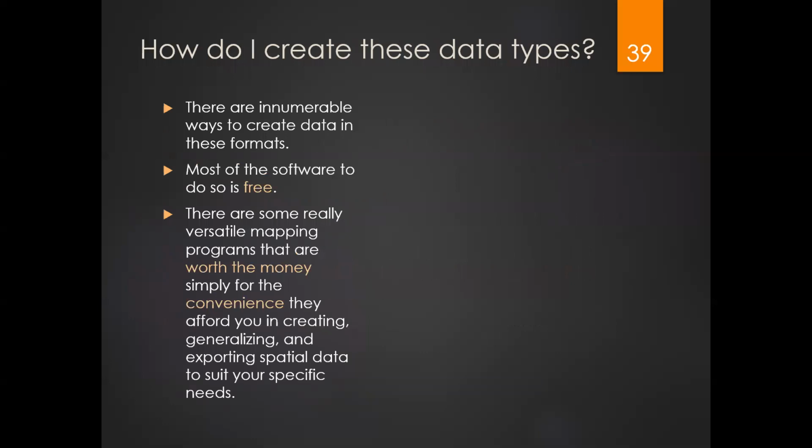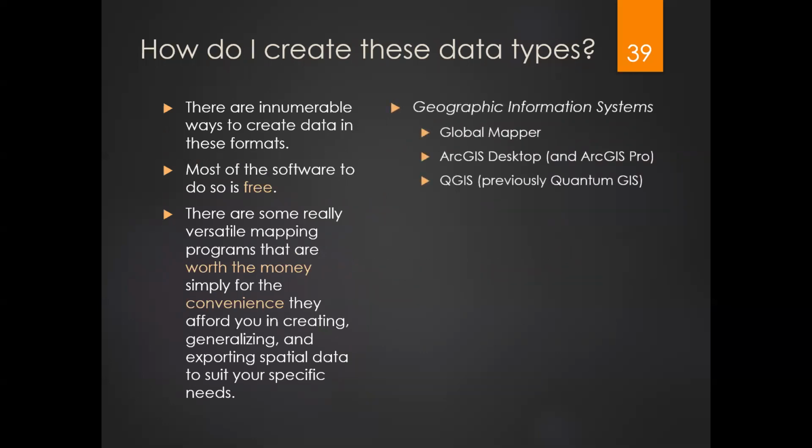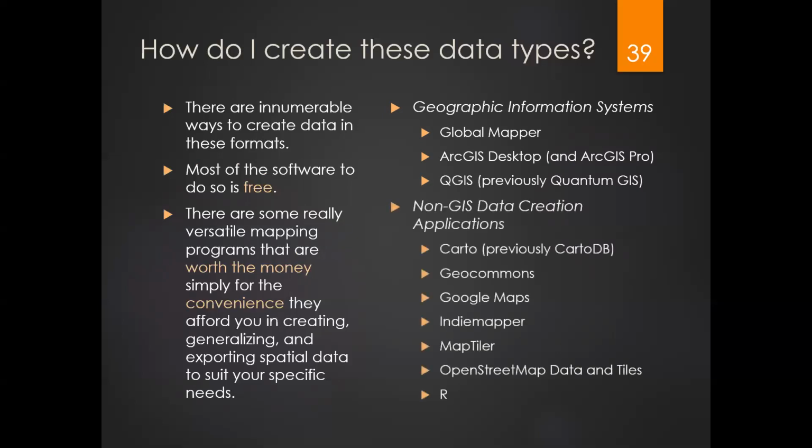So how do I create these data types? The data types I introduced, most of them can be created for free. Here we have some geographic information systems that can create them: Global Mapper, ArcGIS Desktop, ArcGIS Pro, and QGIS. I think Google Earth should be a part of GIS, right? I didn't add it here, but yes, Google Earth can also be used to create KML, okay? Because it's exclusive. It was developed for Google Earth.